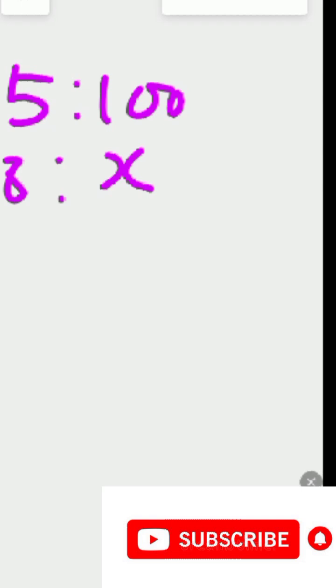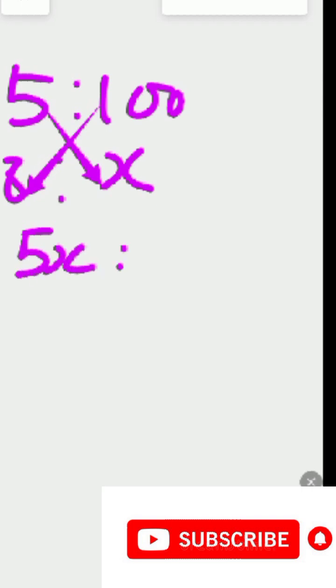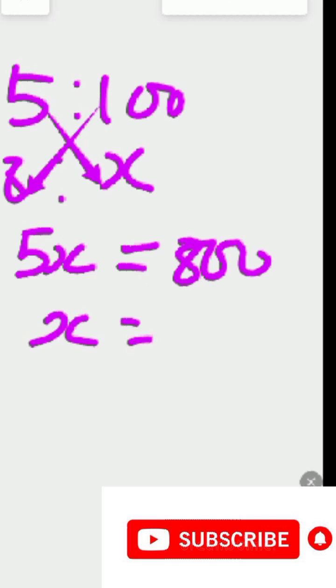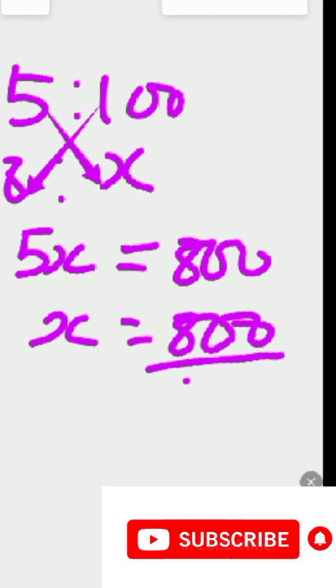So what we do now is cross multiplication. We have to cross multiply. In cross multiplying, you have this to this, this to this. So we have 5x is equal to 800. If 5x is equal to 800, then x will be 800 divided by 5. X is equal to 800 divided by 5.